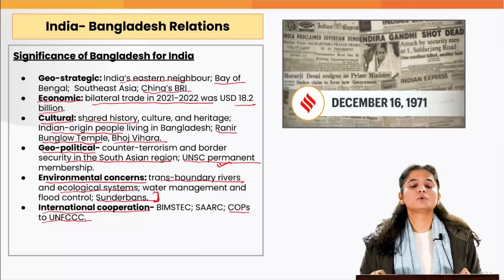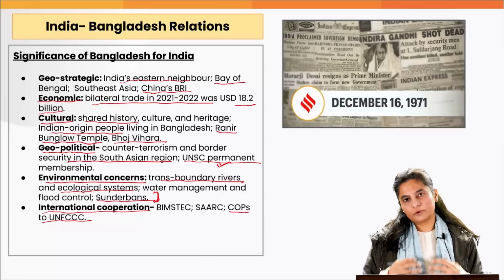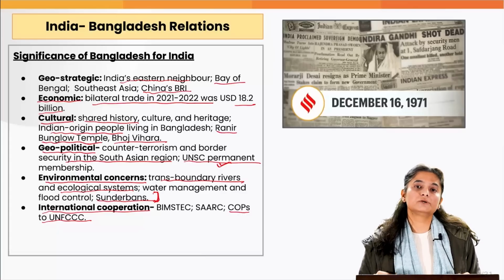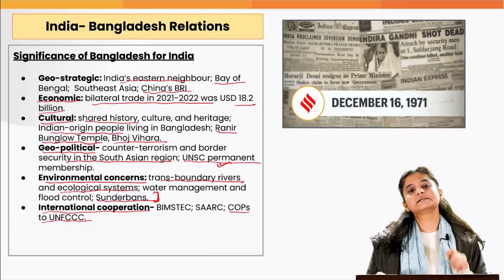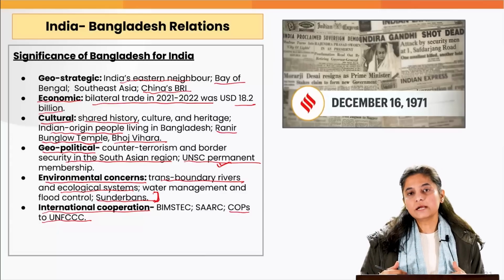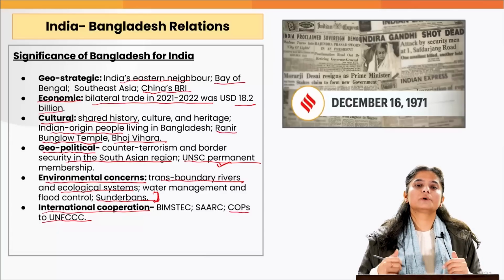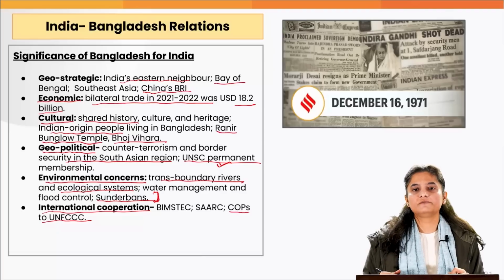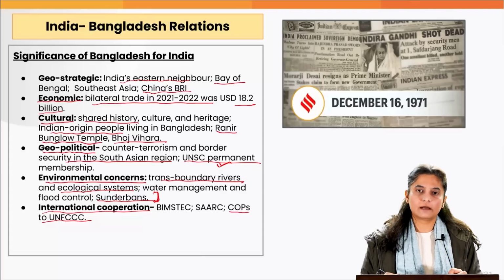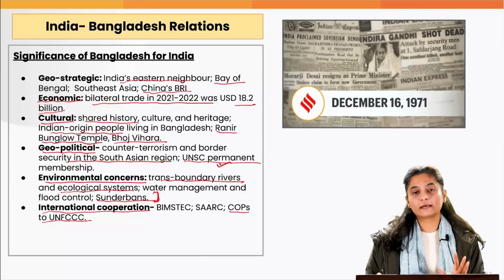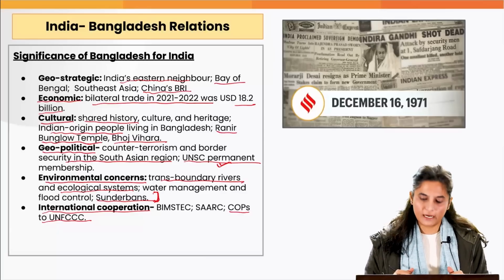India and Bangladesh both have a large amount of coastal boundaries that makes them more vulnerable and susceptible to climate change, and it needs urgent adaptation and mitigation. That's why there are common grounds that need to be put forward in UNFCCC. That's where the role and cooperation and collaboration between both of these countries come into play. So that is a broad idea about the significance of Bangladesh for India and India for Bangladesh.